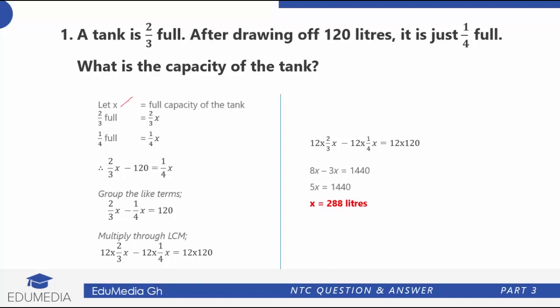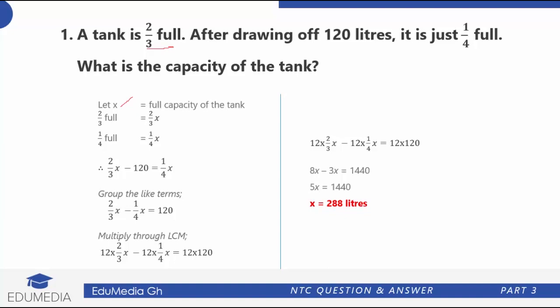Alright, so the question said 2/3 full, that is 2/3 of the full capacity. We already know the full tank is the variable X, so 2/3 full will mean 2/3 X. The question also gave us that after drawing 120 liters, the tank is just 1/4 full. So 1/4 full will mean 1/4 X, where X denotes the full capacity of the tank.